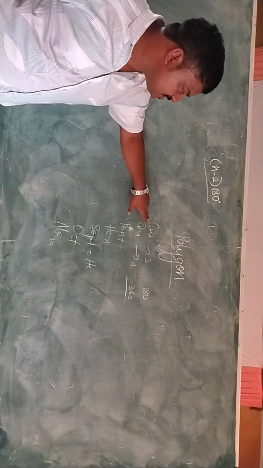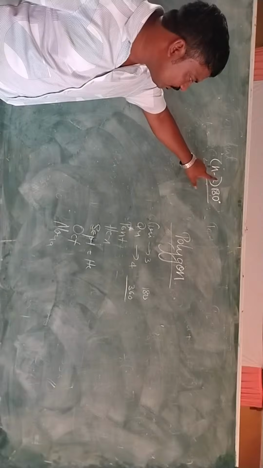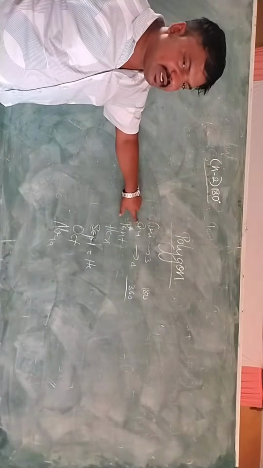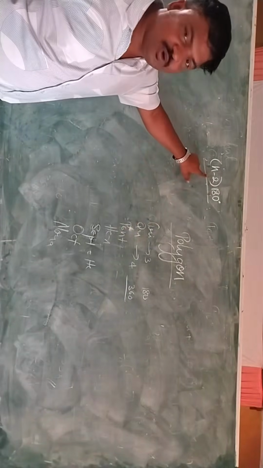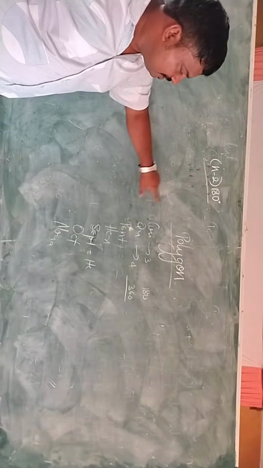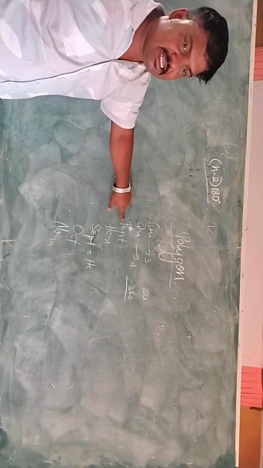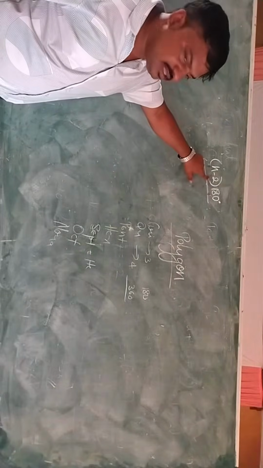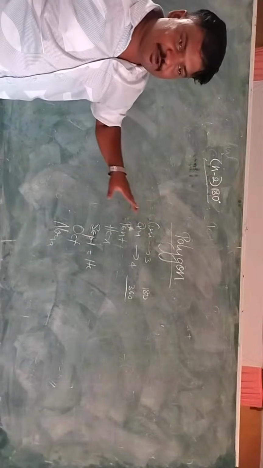A triangle has three sides. If you substitute 3 here, 3 minus 2 is 1, into 180. A quadrilateral has four sides: 4 minus 2 is 2, 180 into 2 is 360. Similarly, a pentagon has five sides: 5 minus 2 is 3, 180 into 3 is 540.